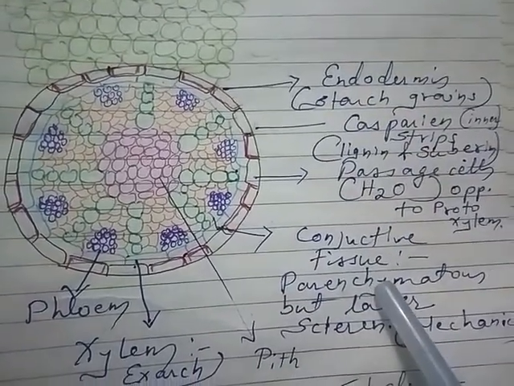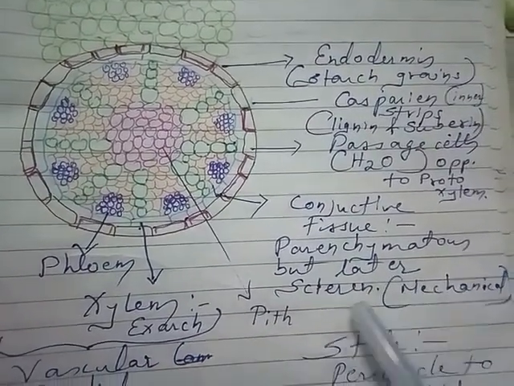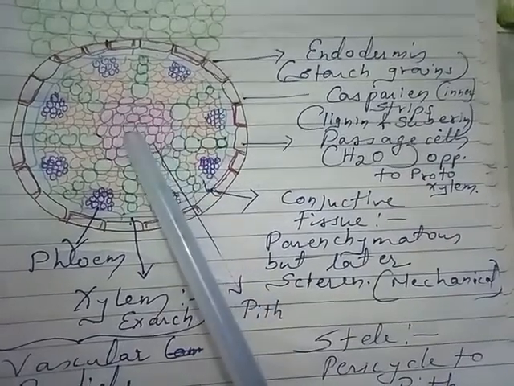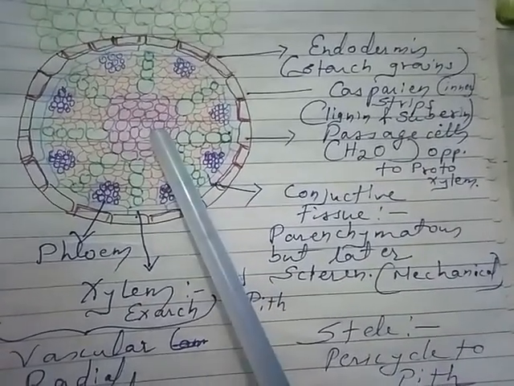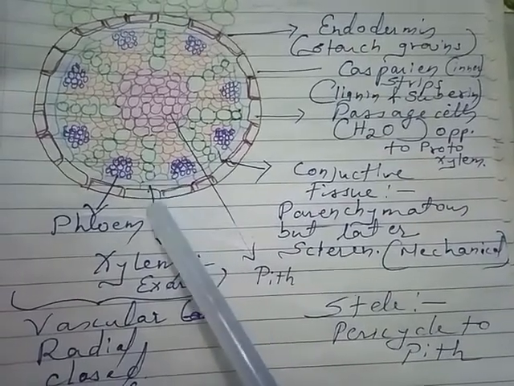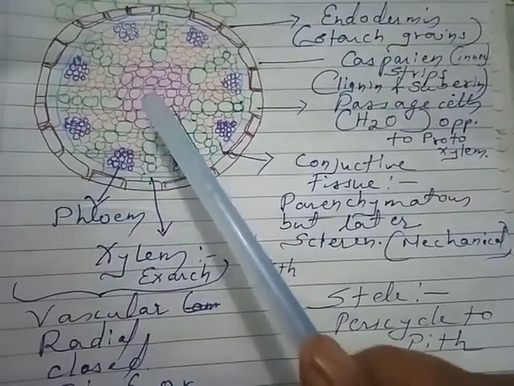They are also parenchymatous, but later on it becomes sclerenchymatous to give mechanical strength. In the center is the pith, which is larger compared to the dicot root. Then xylem. Again xylem is exarch because protoxylem is towards the outer side and metaxylem is towards the pith.